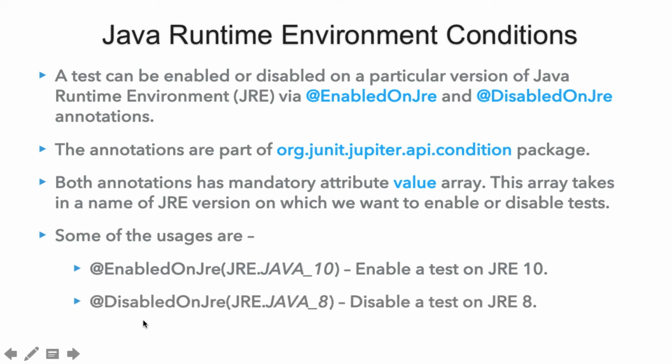And similarly, let's say if we want to disable a test case on Java 8, we can use the annotation @DisabledOnJre. We can provide a value as JRE.JAVA_8. So this will simply disable the test on Java runtime environment 8, but the test case will be executable on other versions of Java.